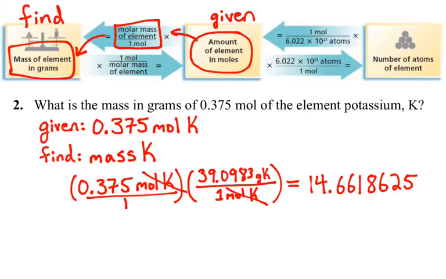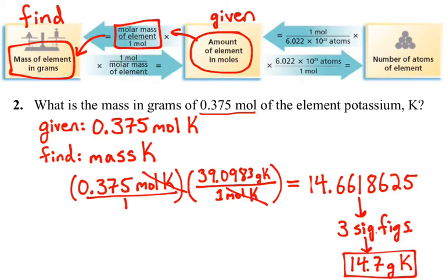14.661862.5. Obviously this number has too many significant figures. So if we go back and look at the fact that we are given moles of potassium with 3 significant figures, and our average atomic mass actually has 6 significant figures, we are going to have to go with 3 in our final answer, so 3 sig figs. So we end up with a mass of potassium of 14.7 grams. So 0.375 moles of potassium is equal to 14.7 grams of potassium.